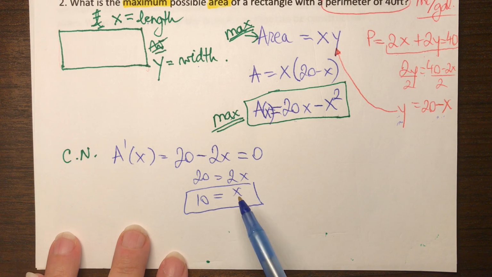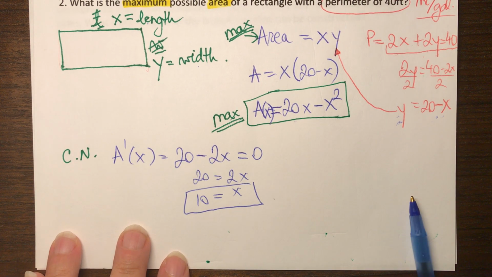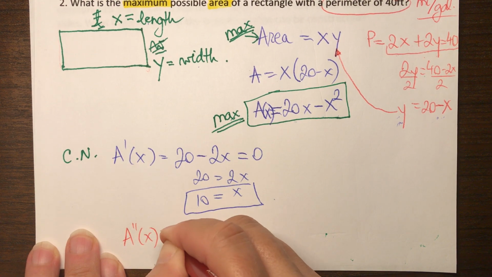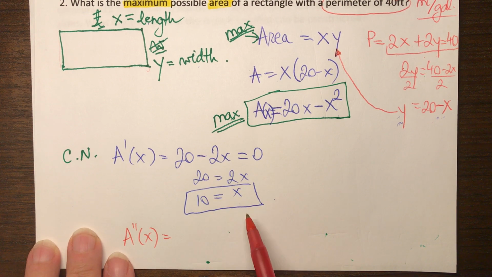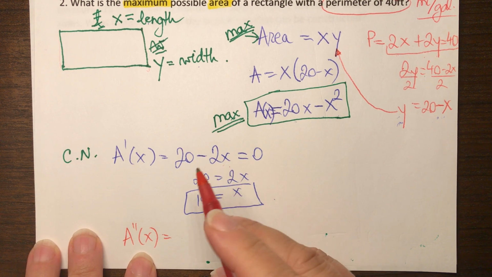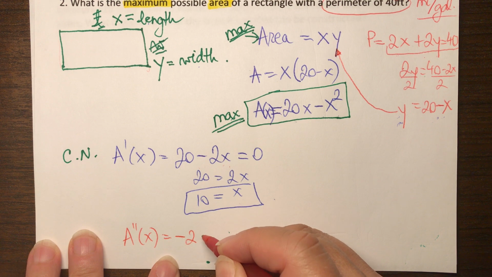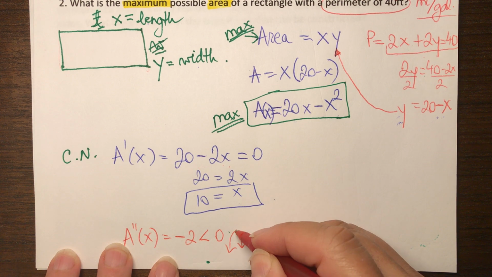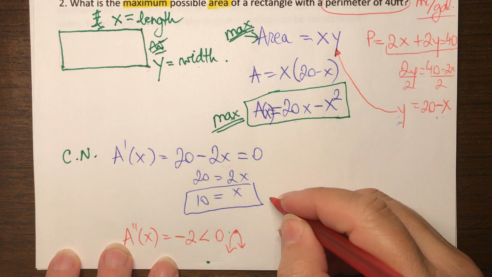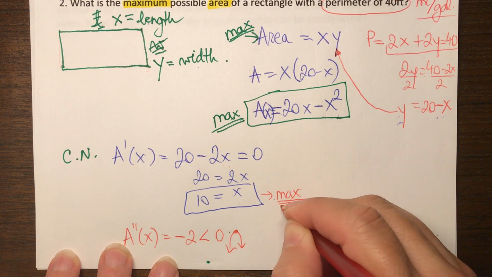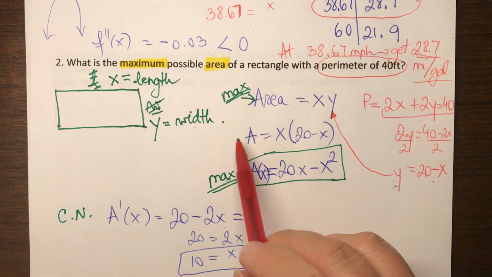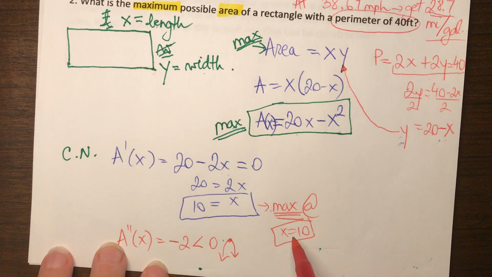How do I know that my critical number is a minimum or a maximum? As we saw before, all I have to do is find the second derivative and see if the function's concave up or concave down at 10. Finding the second derivative gives me a negative 2, which is a negative value. So that means the graph is always concave down. So this one critical number is going to be a maximum. Okay, so we found our maximum. Where does the maximum occur? At x equals 10.